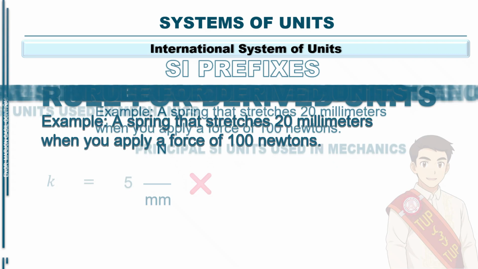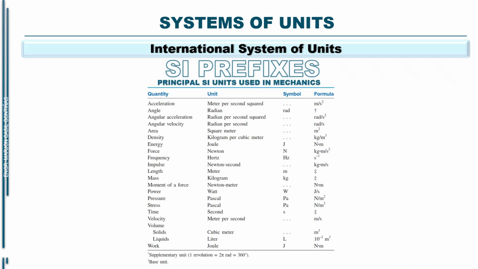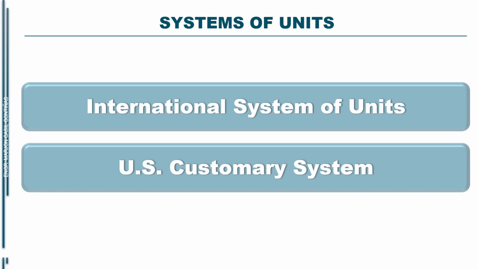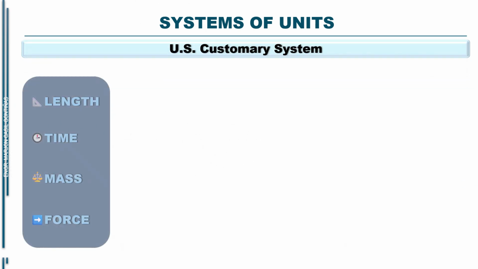And if you want a quick summary, take a look at this table of the principal SI units used in mechanics. It shows the quantity, the SI unit, its symbol, and the formula where it's usually applied. As we go along this lecture series, you'll encounter these units again and again in different formulas, examples, and problems. Feel free to pause the video or screenshot it for quick reference. Now, let's cross over to the U.S. customary units, still common in American engineering, especially in construction and manufacturing, for the length, time, mass, and force.